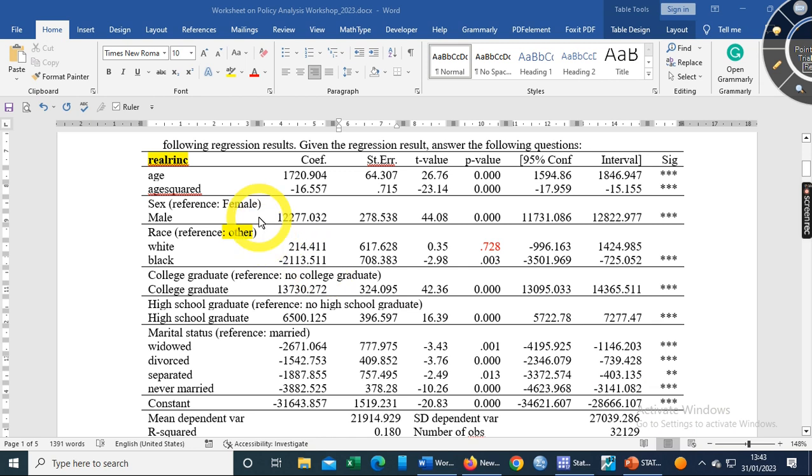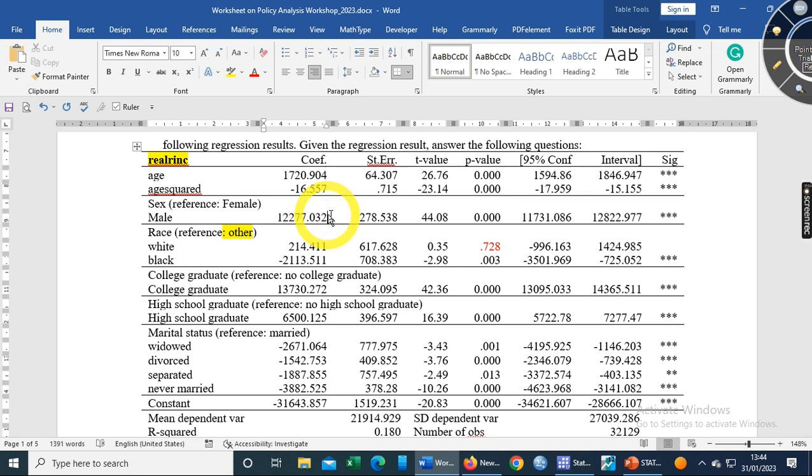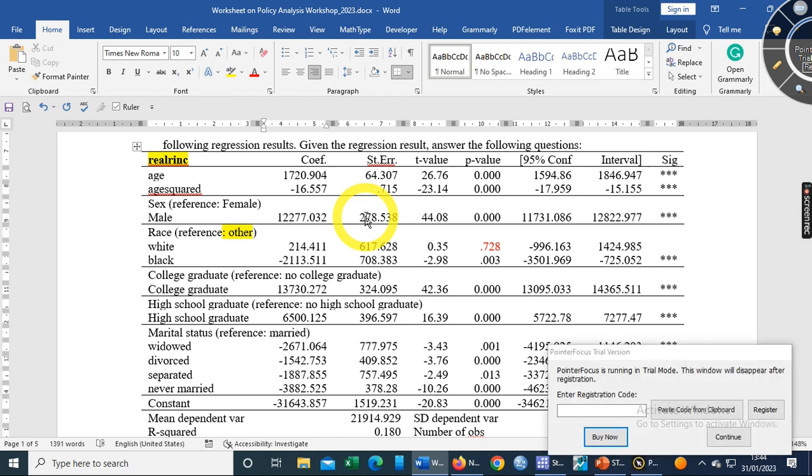And when we come to sex, it is statistically significant. Our reference group is female here. Therefore, this coefficient refers to male respondents. And this implies that the real income of male is higher by $12,277.032 on average when you compare it with the income earned by female.